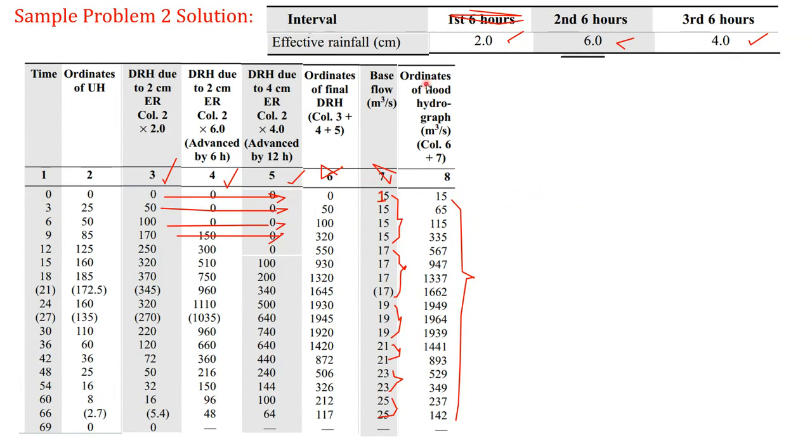So, pag sinabi mong ordinates, those are all the values. Pero pag may tinanong na specific hour, let's say what is the hydrograph after 24 hours, so titingnan mo lang yung table mo, so 24, and then hanapin mo lang kung ano yung total cubic meter per second after 24 hours. So that would be 1,949 cubic meter per second.